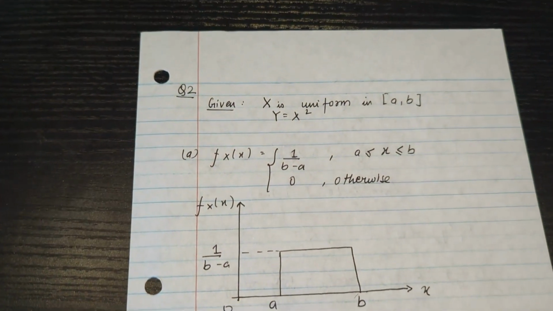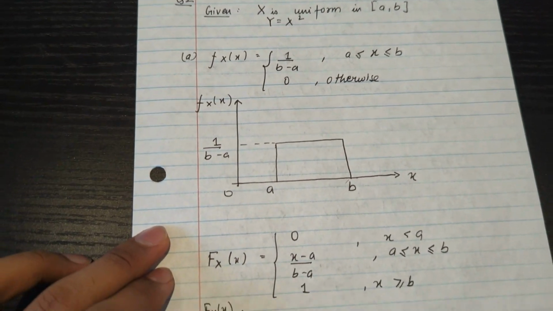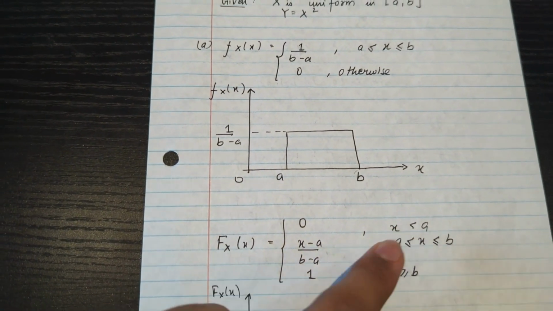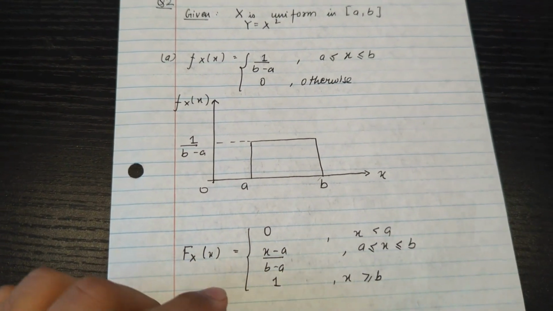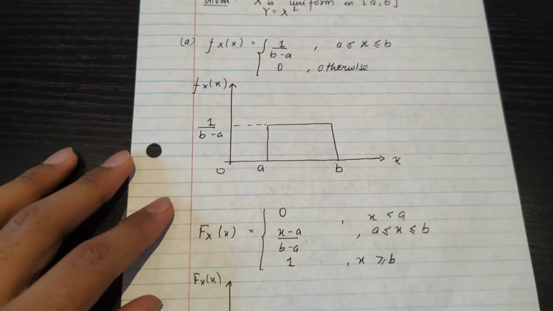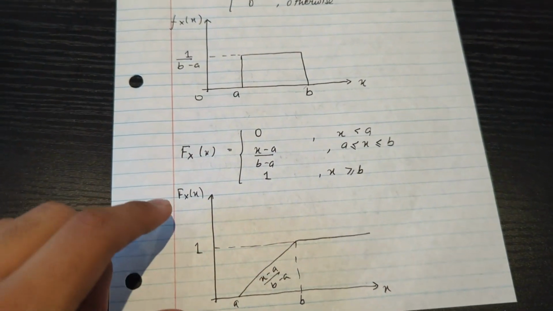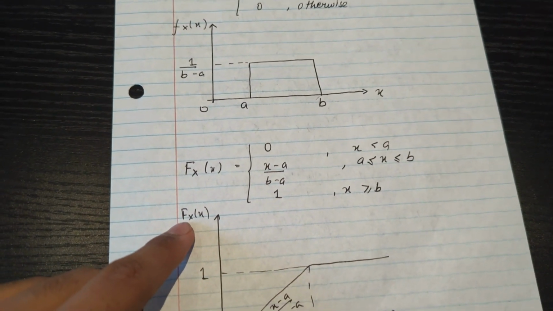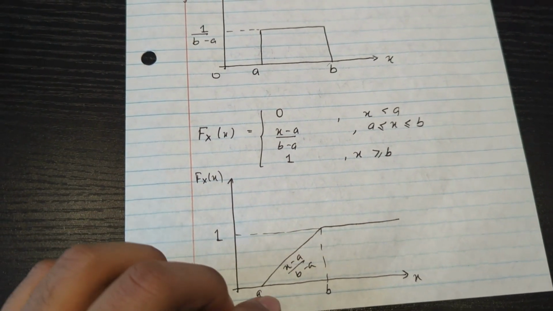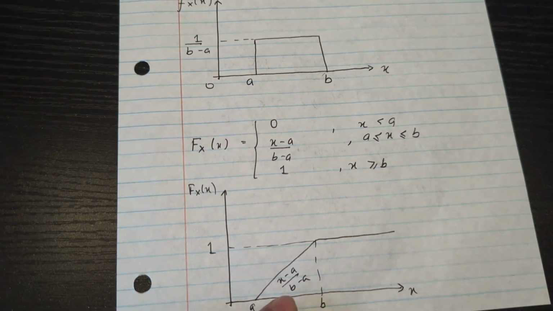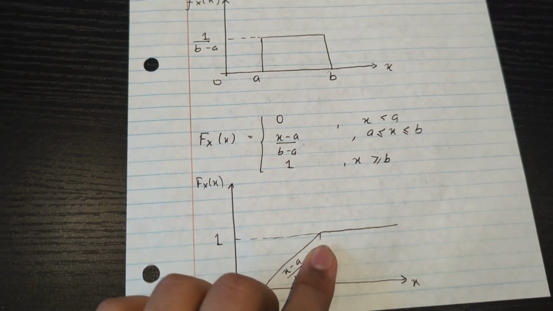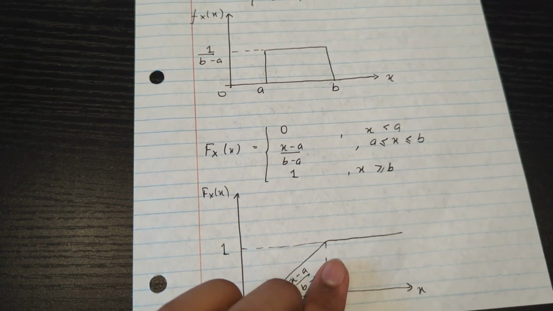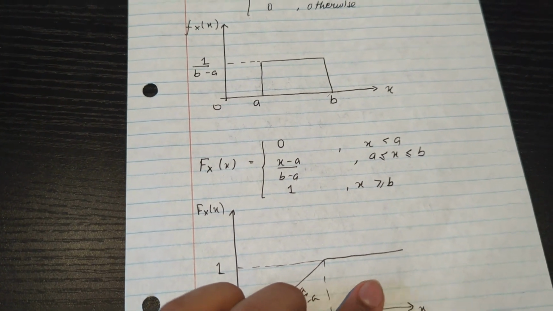So now the probability distribution function can be written as 0 if x is less than a, (x minus a) over (b minus a) if x is between a and b, and 1 if x is greater than b. So we can see for the graph of the probability distribution function, the graph can be drawn as a linearly increasing function from a to b with a slope of 1 over b minus a, and at b the probability distribution function will be 1, and it will stay 1 thereafter.